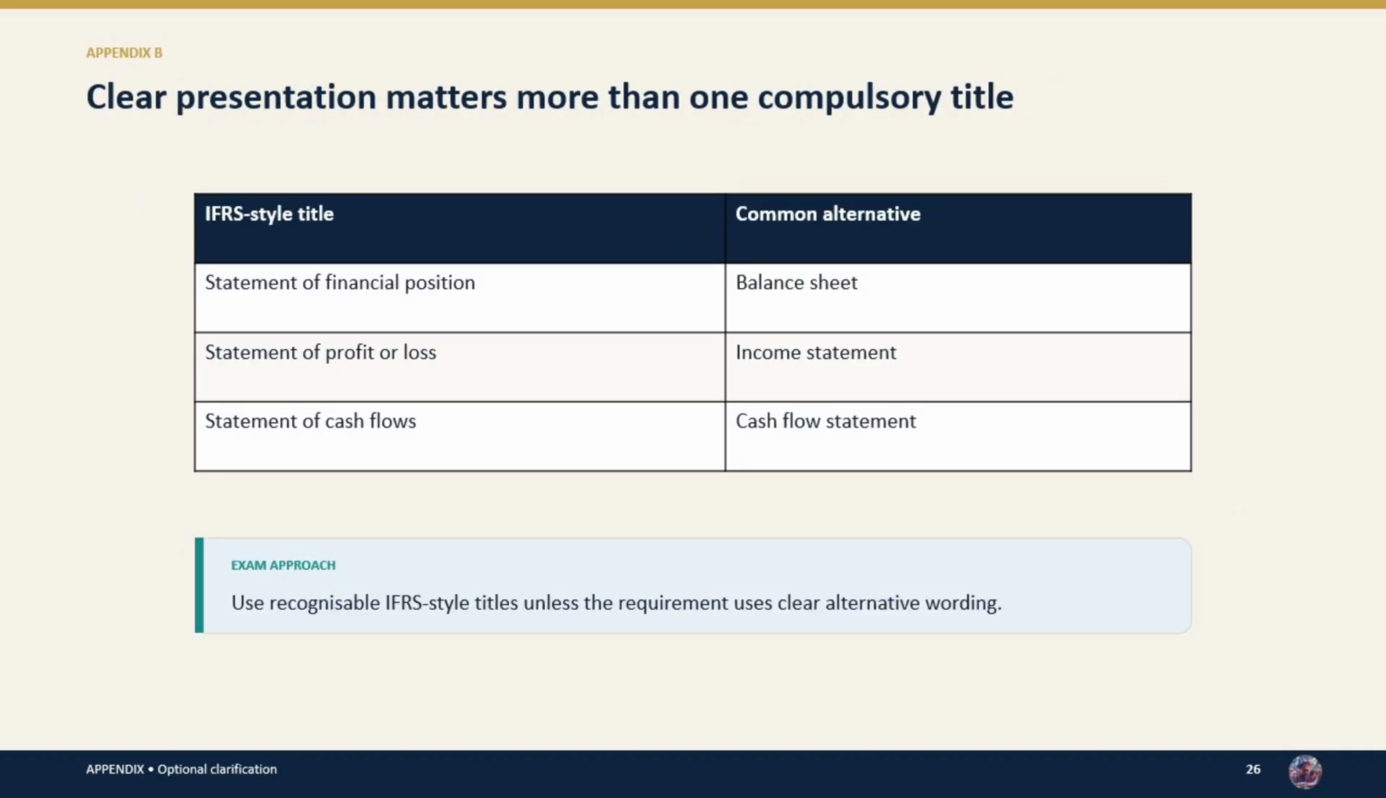IFRS-style titles are clear in an exam, but familiar alternatives such as balance sheet or income statement may be used when their meaning is unambiguous. Do not spend time worrying about one compulsory label. Focus on required content and consistent terminology. If the requirement uses a particular title, following it is usually the cleanest approach.